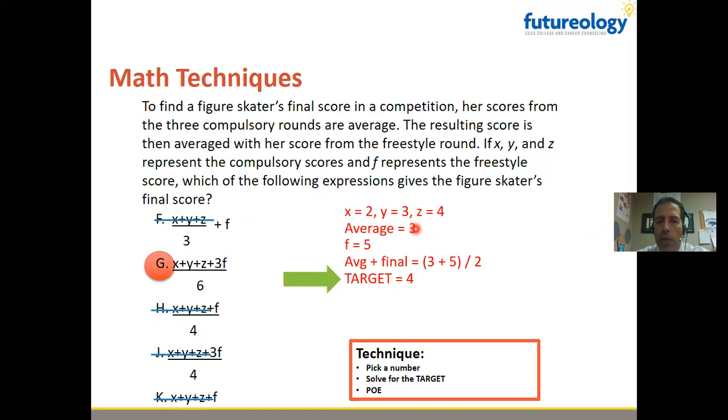Any numbers you want. So it's not picking the right numbers. We're not guessing the right numbers. We're picking any numbers we want. I just happen to pick 2, 3, and 4 because it makes the math easier. So a lot of you picked the wrong answer, and part of it could be you were doing it mathematically or algebraically, which makes it more difficult.